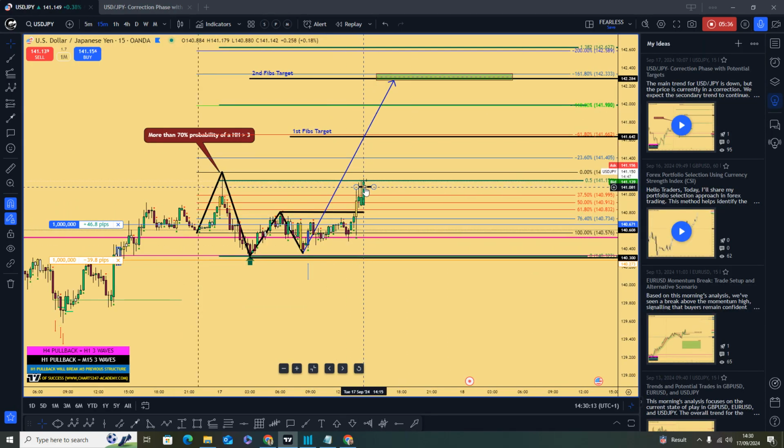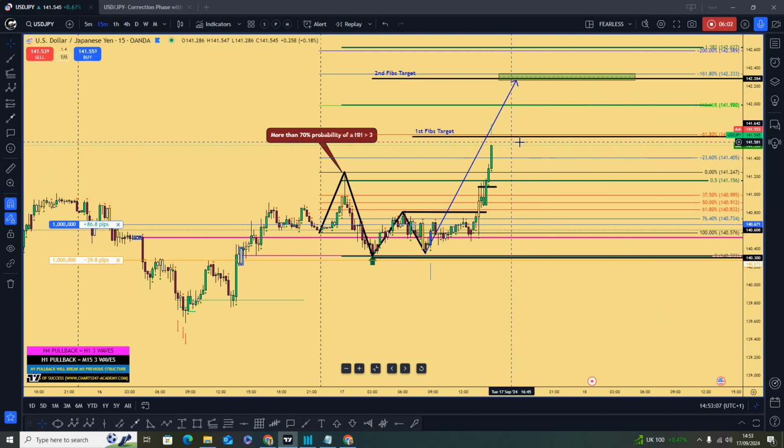So we've closed above the candle, that line that we put up. So let's see how this is going to happen.